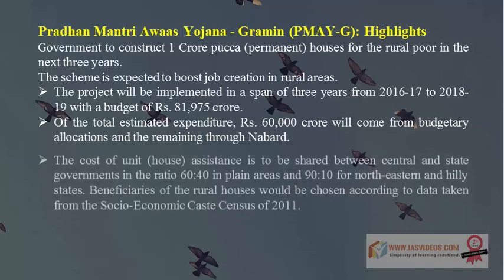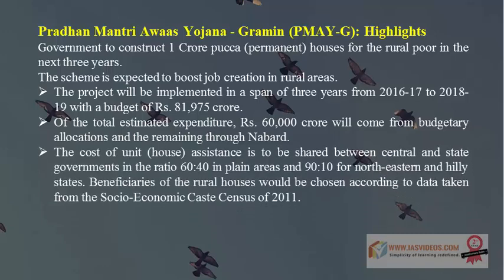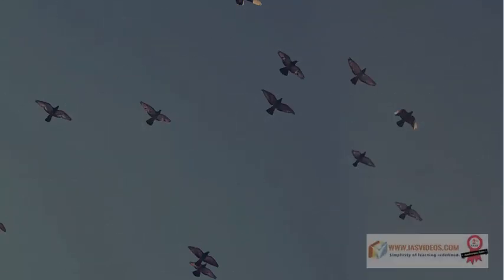The cost of the unit, house assistance, is to be shared between central and state governments in the ratio 60:40 in plain areas and 90:10 for northeastern and hilly states. Beneficiaries of the rural houses would be chosen according to data taken from the Socio-Economic Caste Census of 2011.